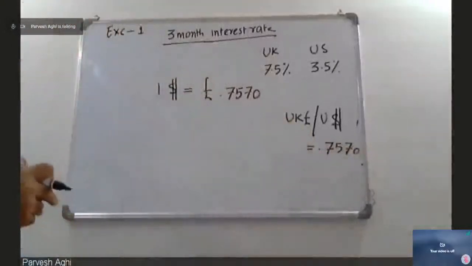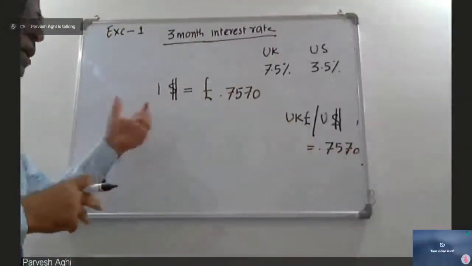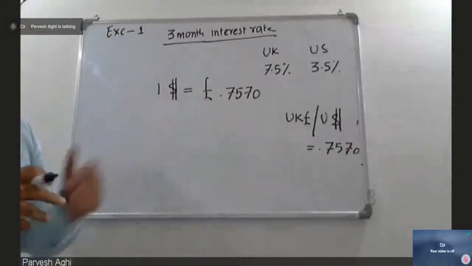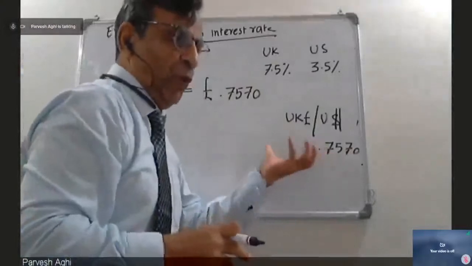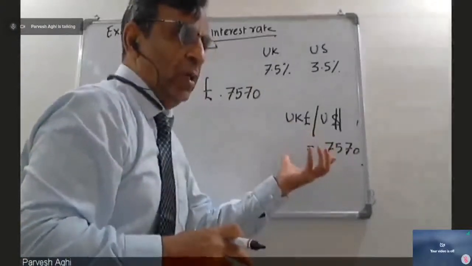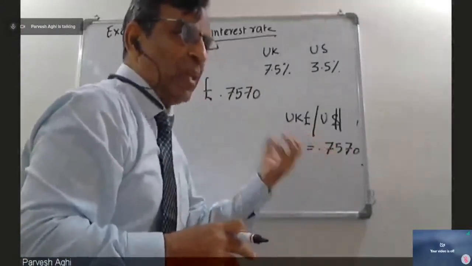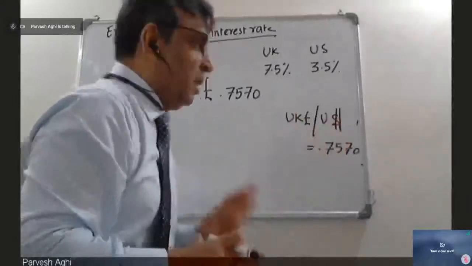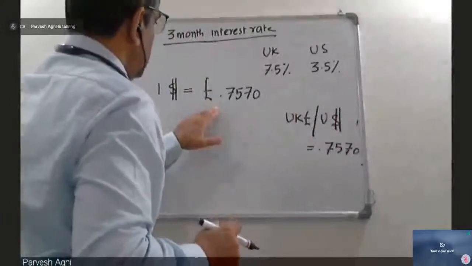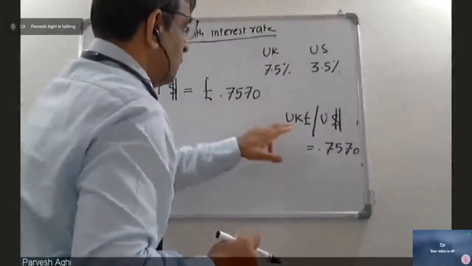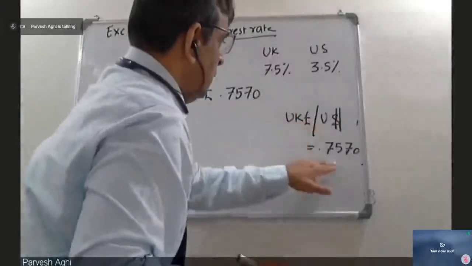This is a very important question, or very important learning. How do we know that? There is no standard convention of writing the quote. Okay? And you have to apply sometimes your common sense to do that. Now, $1 US is 0.7570. That means $1 US is equal to 0.75.